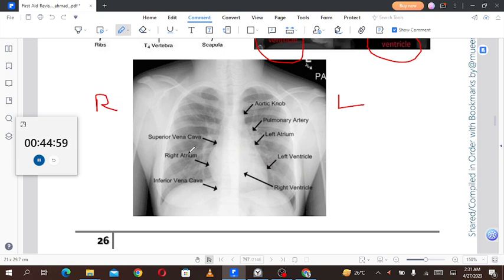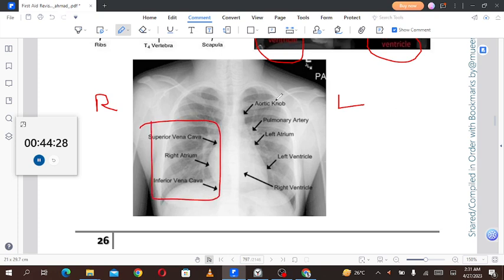Now on the right border you are supposed to find the superior vena cava, the most superior structure. Then the right border is formed by the right atrium, and then we have the inferior vena cava, even if not visible, the most inferior structure. Actually these are not the superior vena cava itself, because the superior vena cava is a pipe-like structure. This is the shadow or margin of the superior vena cava as evident on the chest x-ray. Then the inferior vena cava shadow is over here. So we are done on the right side: superior vena cava, right atrium, and inferior vena cava.